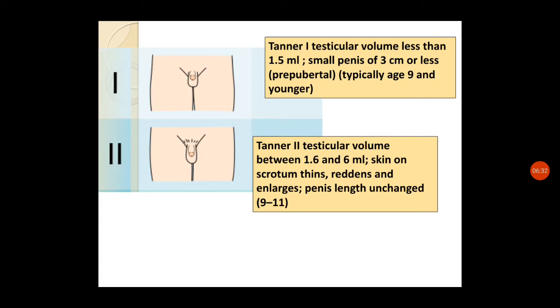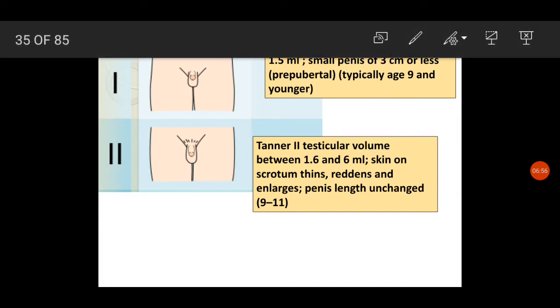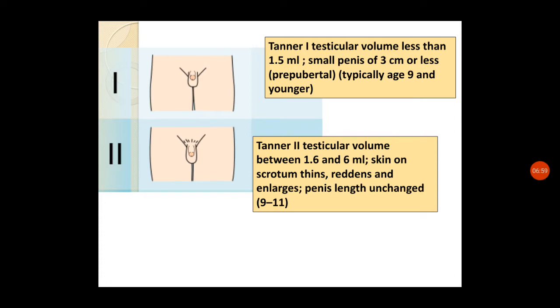In Tanner 1, the testicular volume or the scrotal volume will be less than 1.5 ml, and a small penis of 3 cm or less, which will be seen in the prepubertal phase, typically age 9 and younger. In small children you can see this particular quality of penis and scrotum. And in stage 2, the testicular volume is between 1.6 and 6 ml. So volume is increasing, and skin on the scrotum thins, reddens and enlarges. But the penis length will be the same, 3 cm or less, in Tanner stage 2 also. That is seen in 9 to 11 years.